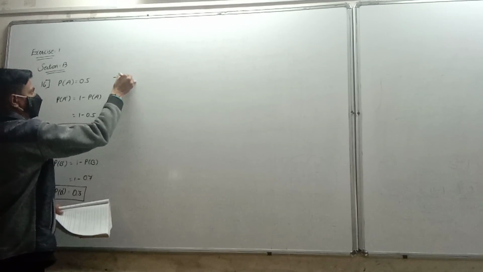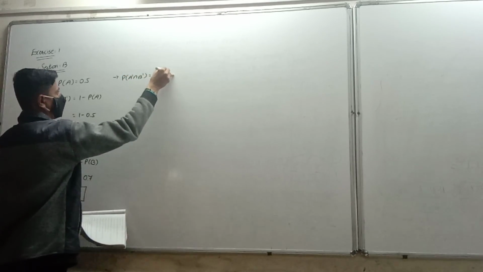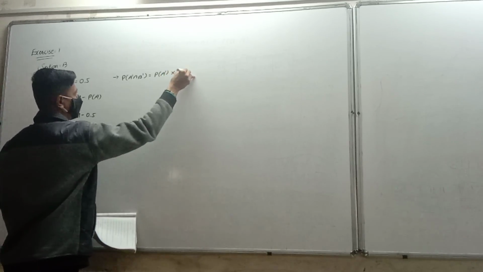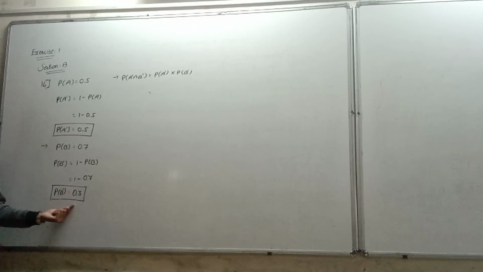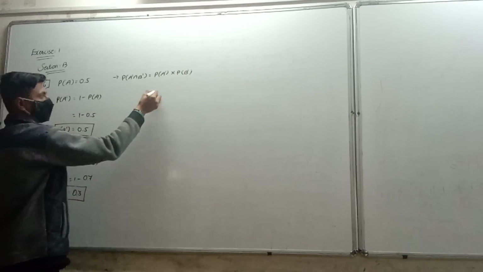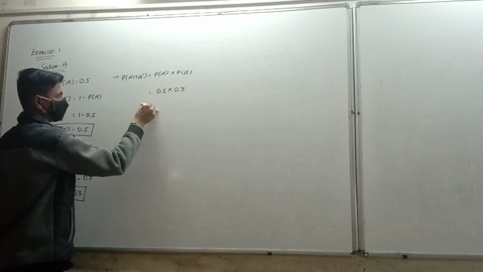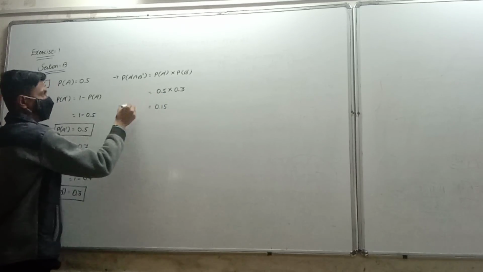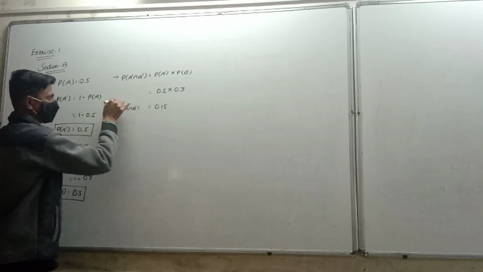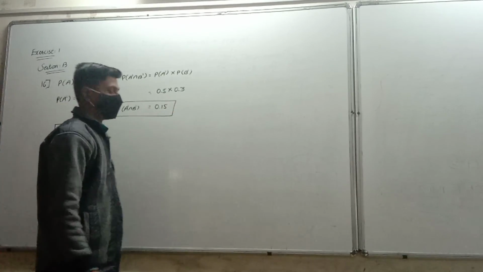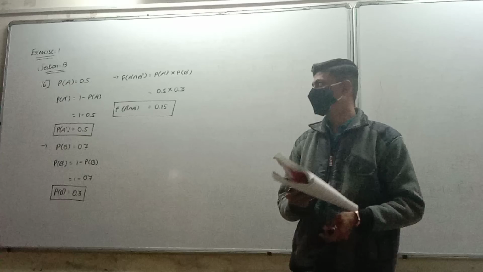Here both the events are independent. So the answer: P of A dash intersection B dash is equal to P of A dash into P of B dash. P of A dash is 0.5 and P of B dash is 0.3. 0.5 into 0.3, A dash intersection B dash is 0.15. This is how you will find P of A dash intersection B dash.